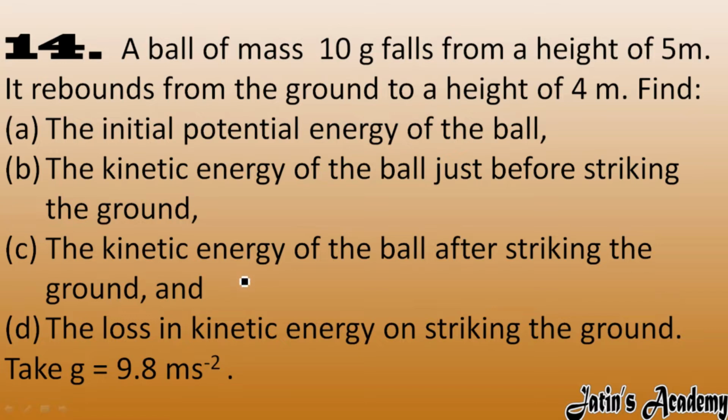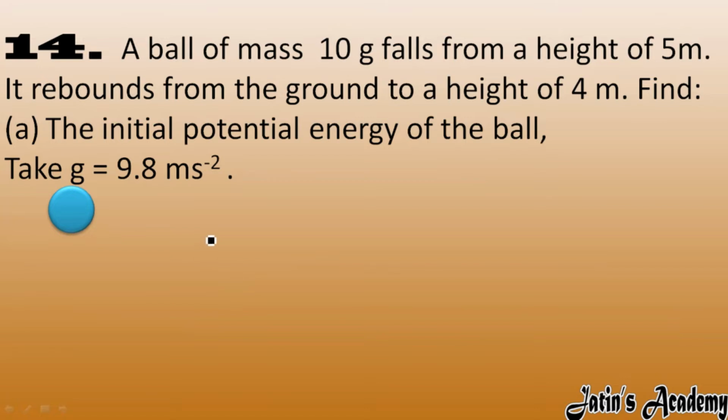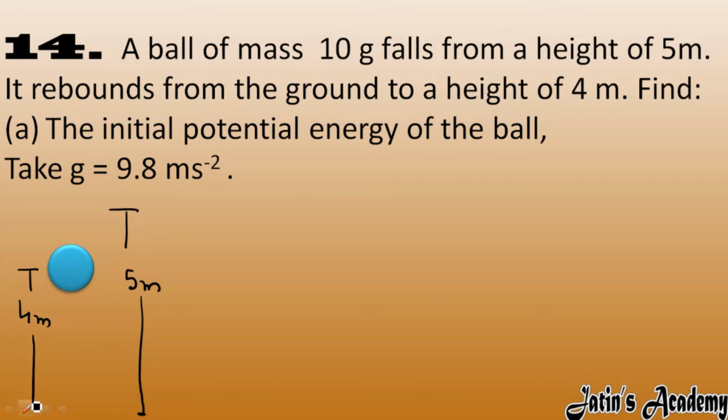So here just carefully see the picture. So here ball is initially at some height. So this height is basically 5 meter. Okay. So when the ball comes down to the ground and just rebounds, it rebounds to a height of 4 meter. Okay. So basically we have to calculate the initial potential energy.